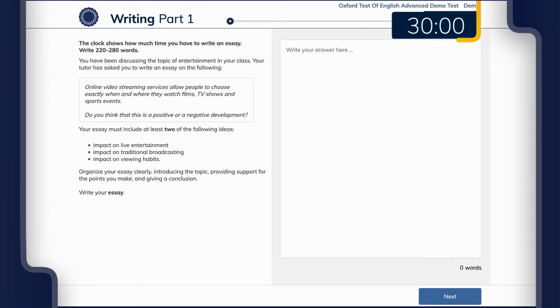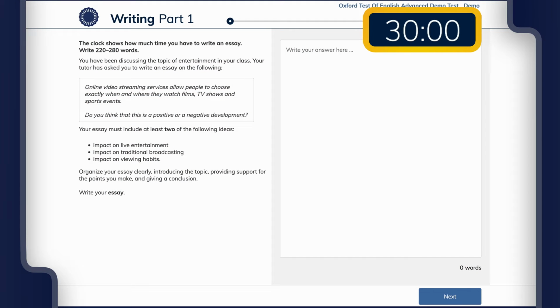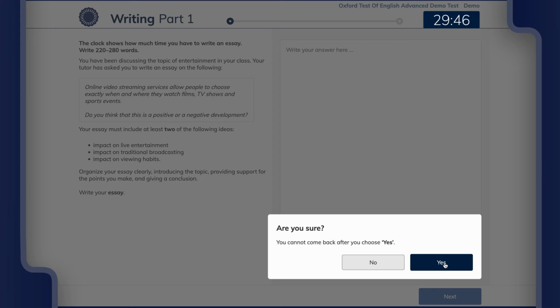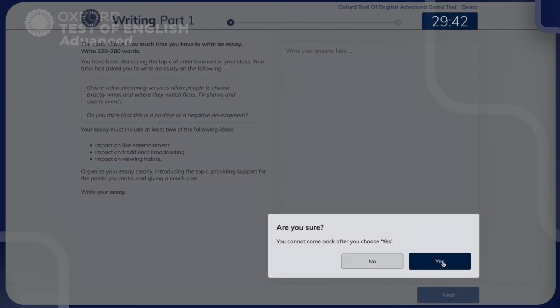In each part of the test, the clock shows you how much time remains for you to write your answer. It is important to remember that the test moves on automatically to the next part when the time allowed has ended. You will not be able to come back to any part of the test after this, or after you click Next, if you finish the task before the allowed time.